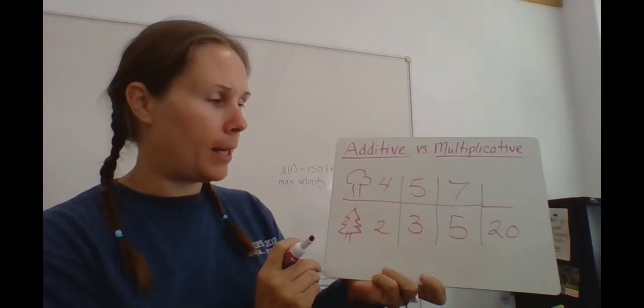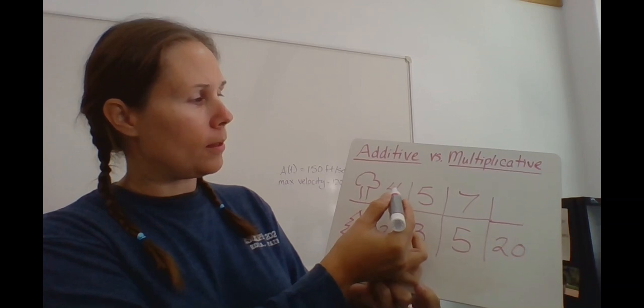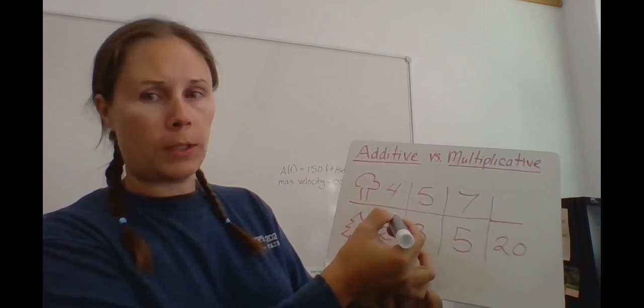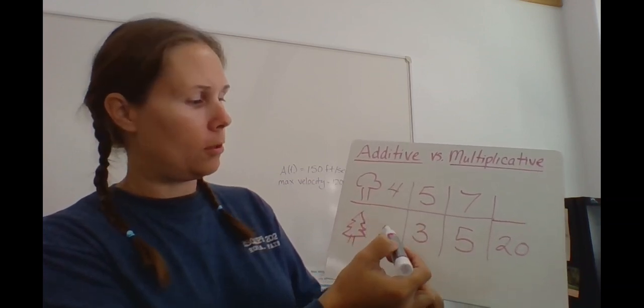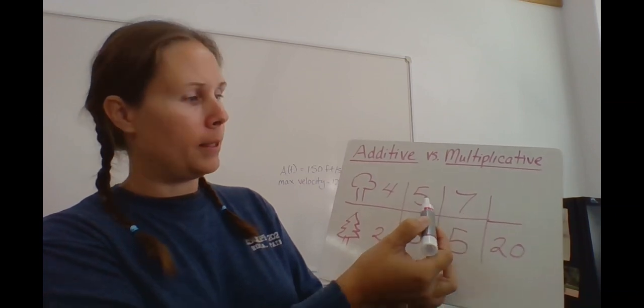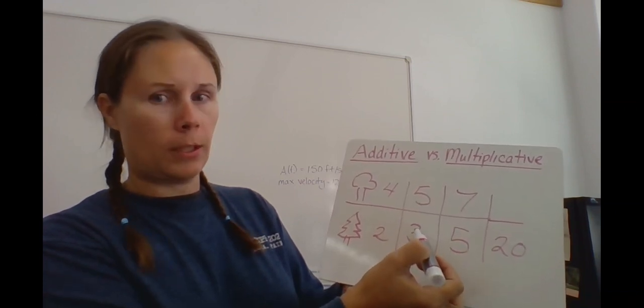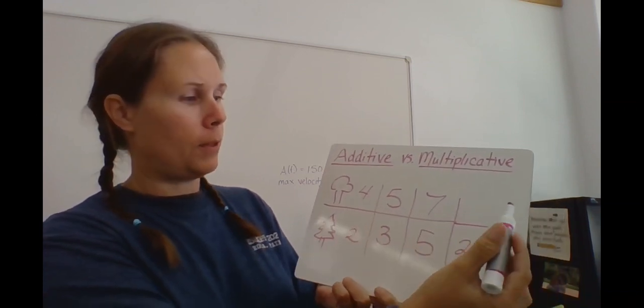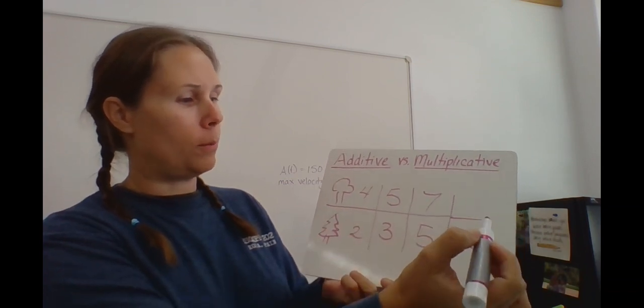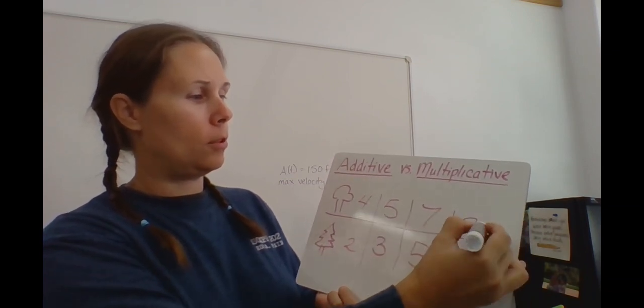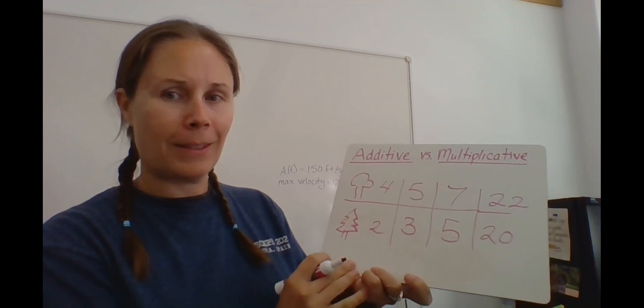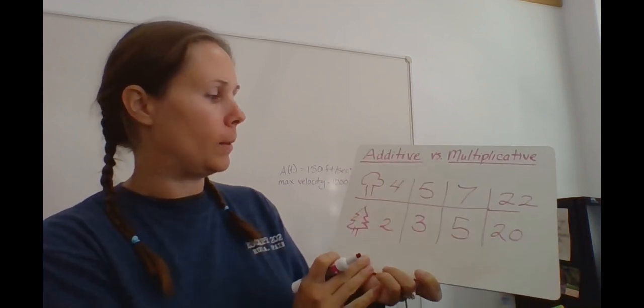It's all about recognizing patterns. So this one is always 2 feet taller. 4 is 2 feet taller than 2. 5 is 2 feet taller than 3. 7 is 2 feet taller than 5. So what would this one have to be? 22, because it's 2 feet taller than this one.